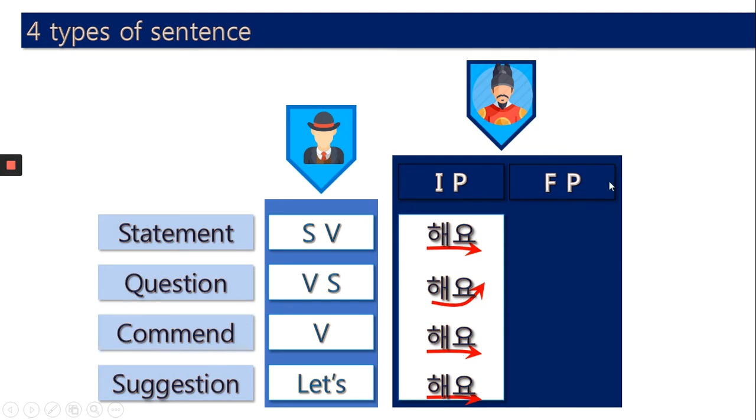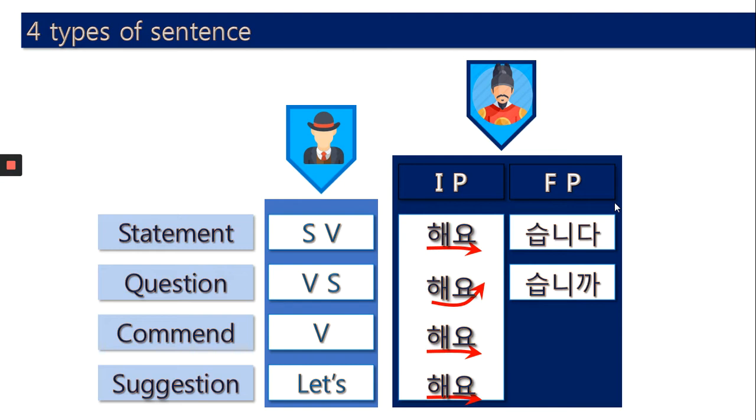But today's topic, formal polite, is a little different. When you want to make a statement with formal polite, the final endings are a little different, so you need to memorize them. For the statement, we use 씁니다. How about questions? We use 씁니까. So when you say 까, this is a question. Maybe you have heard 안녕하십니까?